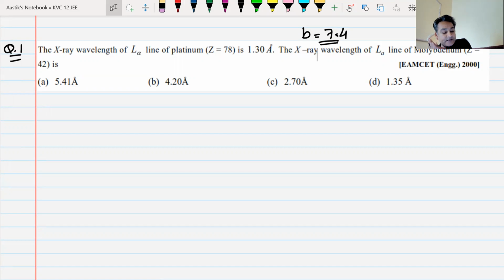These are the type of questions that you can expect in an examination hall. The X-ray wavelength of L alpha, most probably they'll give you K alpha series, of platinum, whose atomic number is 78, is 1.3 Angstrom. What is the L alpha of molybdenum, whose atomic number is 42? I'll give you 2 minutes to do this.